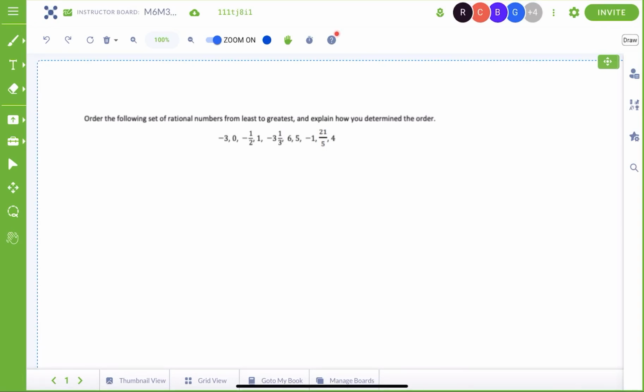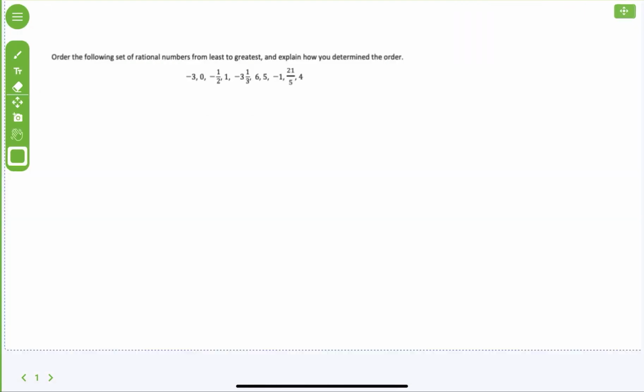Only one question on this Module 3, Lesson 8 exit ticket. And it says, order the following set of rational numbers from least to greatest and explain how you determine their order. Okay? So, our rational numbers here, we have negative and positive numbers.